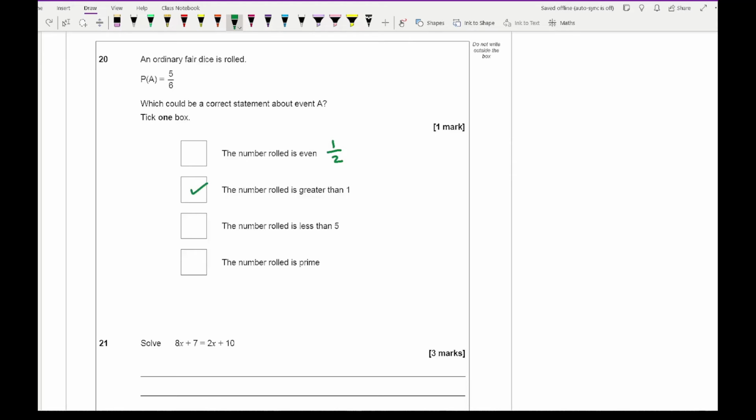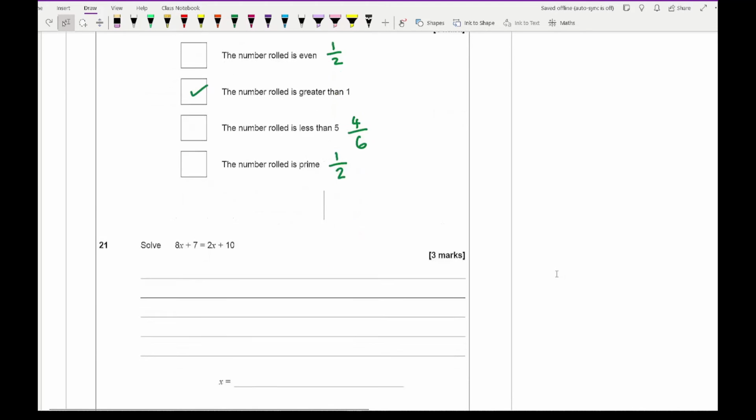The number rolled is less than 5. Well, again, the numbers that are less than 5 is 4, 3, 2, 1, so that's 4 out of 6, which is not right. And the number rolled is prime. Again, well, that's wrong, because there's 3 prime numbers on an ordinary die, so that's going to be incorrect as well. So there's only one correct answer, which is the second option.